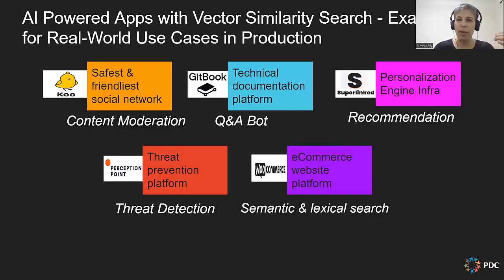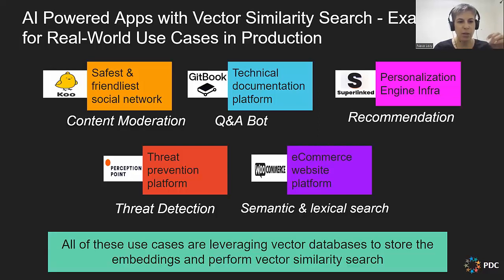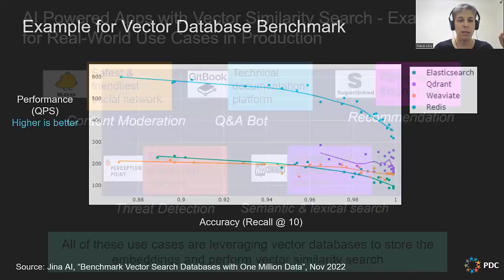There is also recommendation from Superlinks, a personalization engine infrastructure, Perception Point for a threat prevention platform, and WooCommerce, the e-commerce website platform, for semantic and lexical search. They combine semantic search, which takes the meaning of the query, not just the keywords, with lexical search, which takes the keywords into account. So it's kind of a hybrid search. All of these use cases leverage a vector database to store the embeddings and perform vector similarity search.